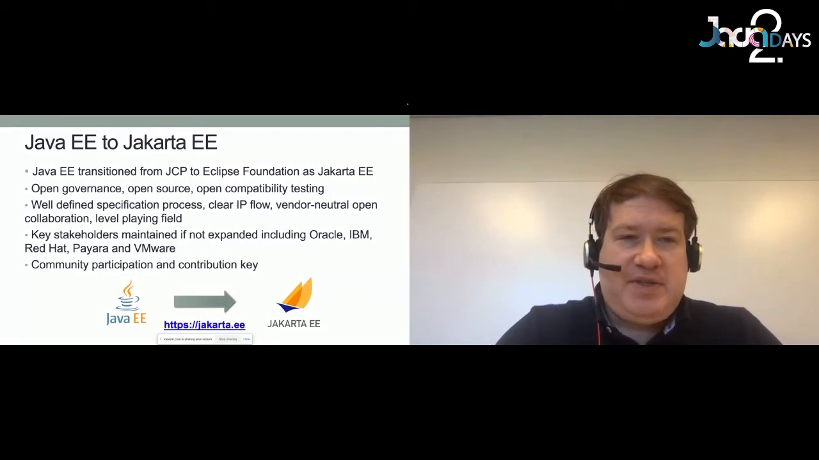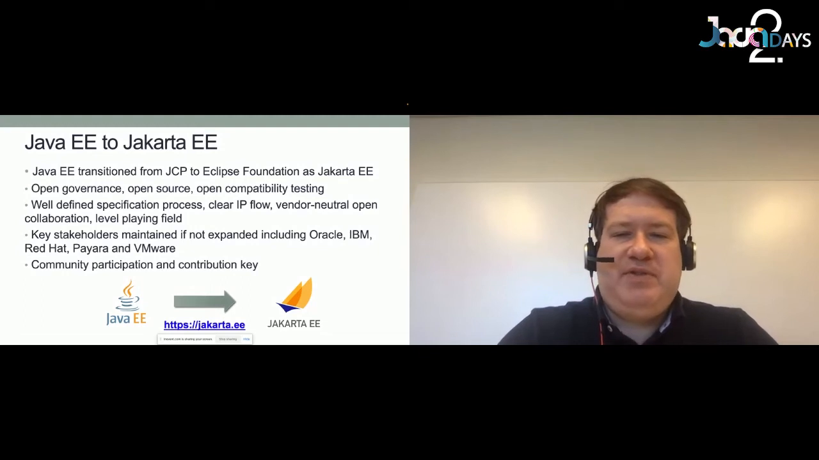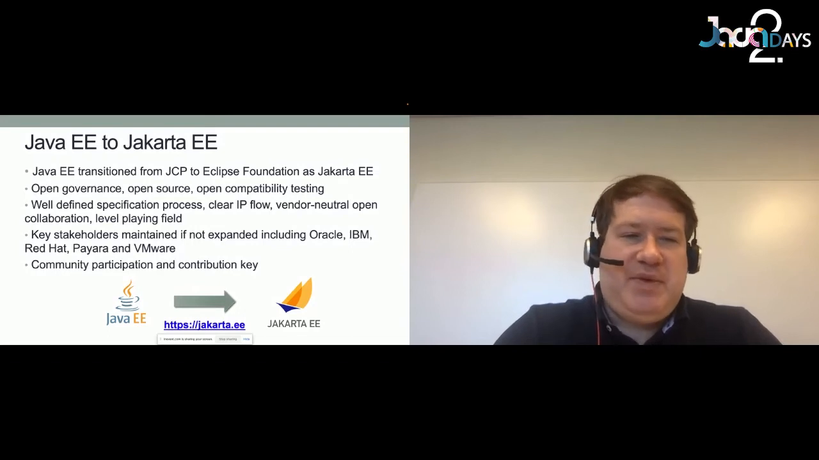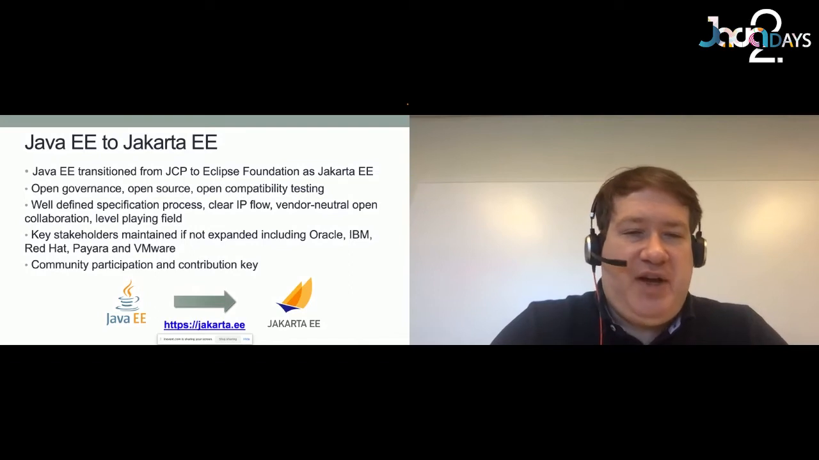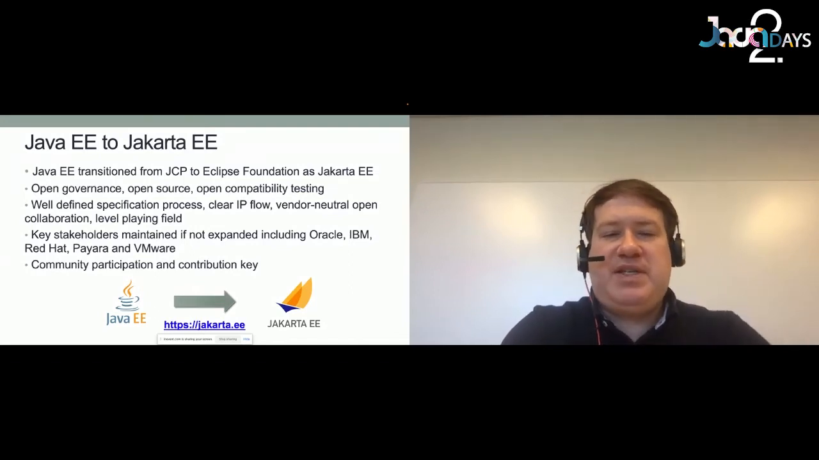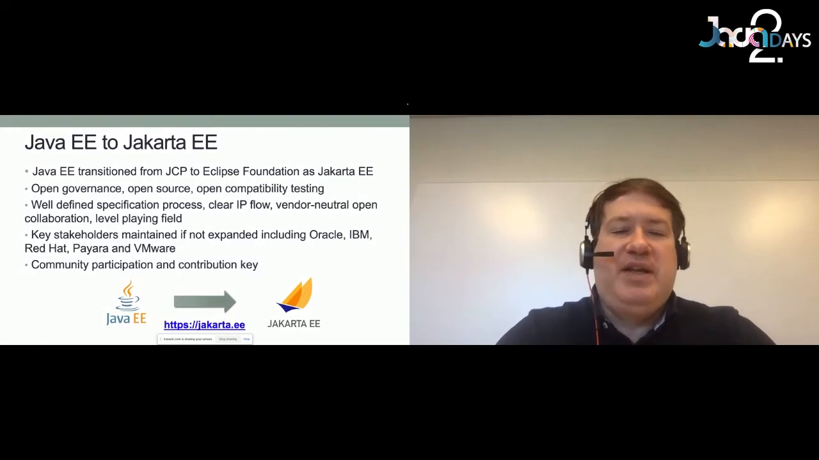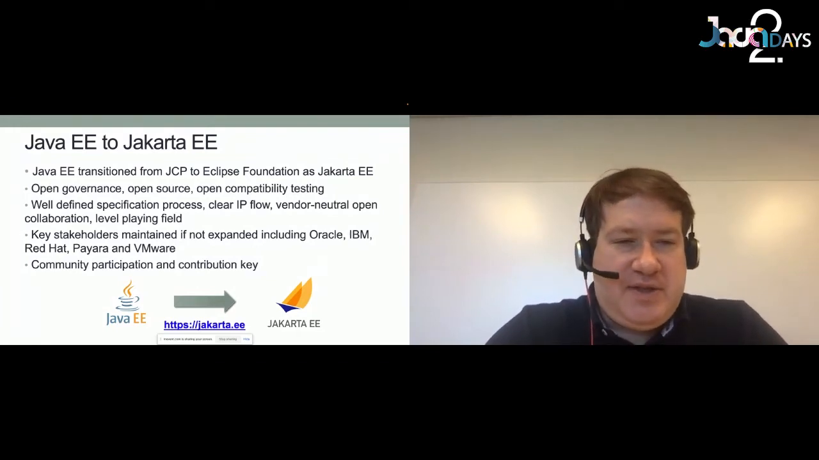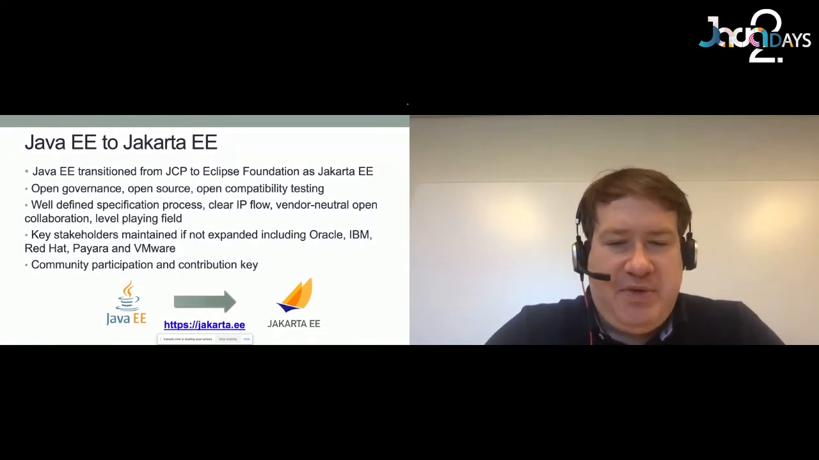The key stakeholders that have been involved in Java EE before its transition have continued to be involved after the transition to the Eclipse Foundation. So Oracle is still very much involved, as well as IBM, Red Hat, Payara, VMware, and there have been some new companies that have gotten involved as well. So it's not just the same companies that were involved before. It's actually continued. It's actually growing and is continuing to thrive. And community participation is a key attribute of it.